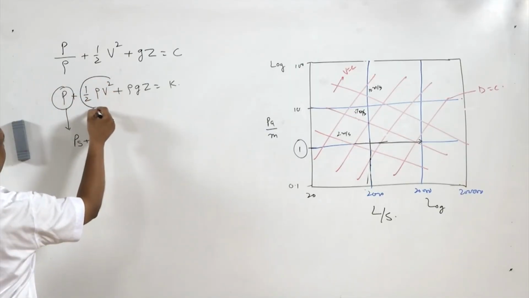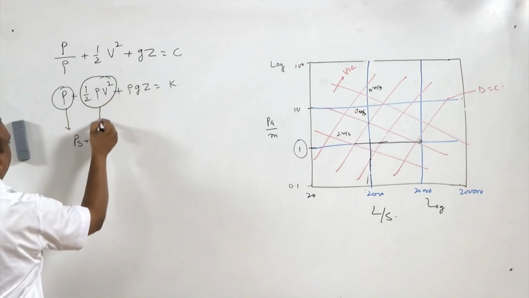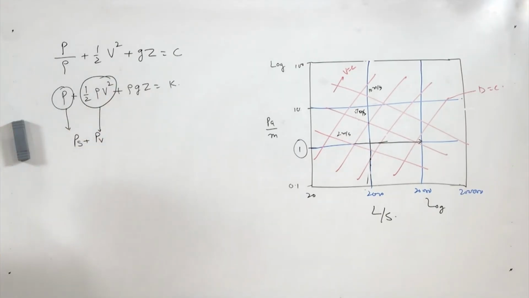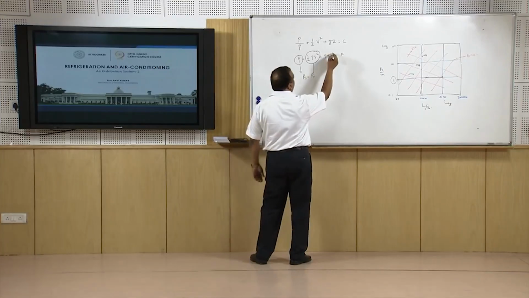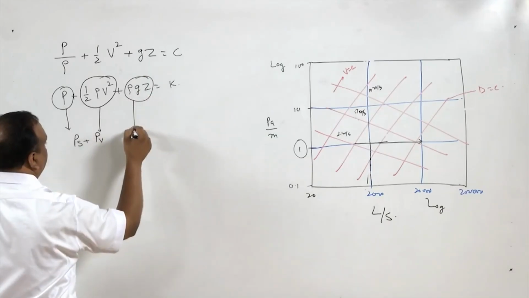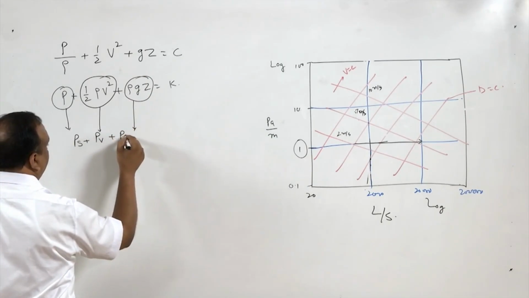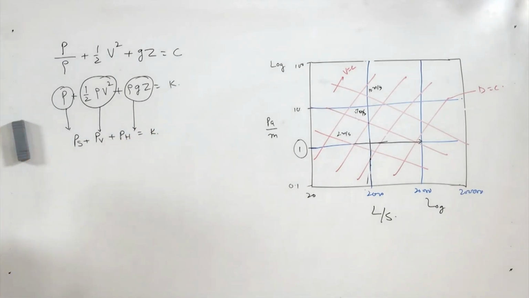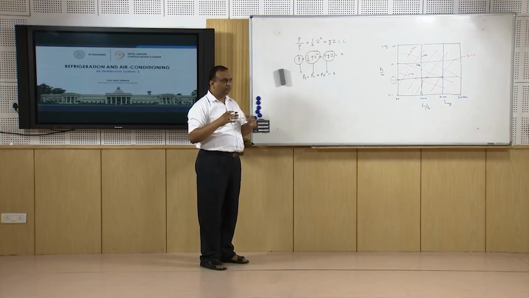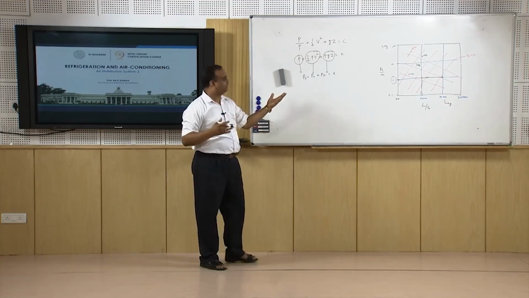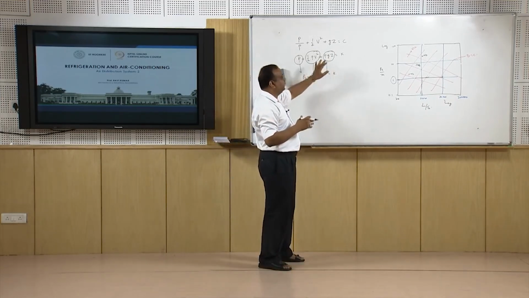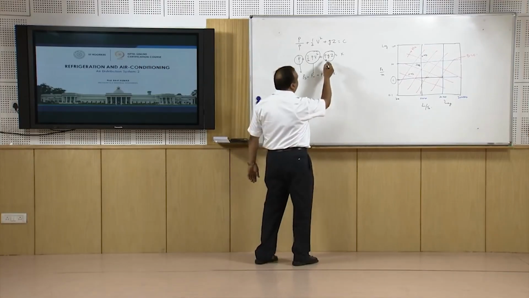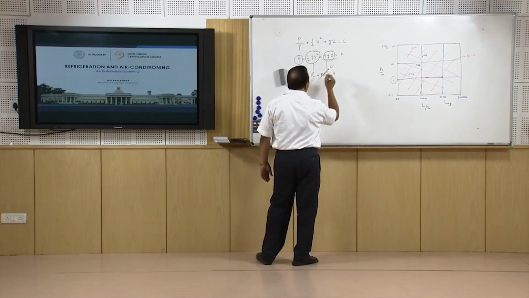This half rho V squared is the kinetic energy of the air, known as dynamic head or PV. PS is the static head, and this is the potential head, and the sum of all these pressures is constant. Normally in duct design, if the duct is horizontal, there is no change in potential energy. Even if there is a change, it is not very significant, so it is often neglected.